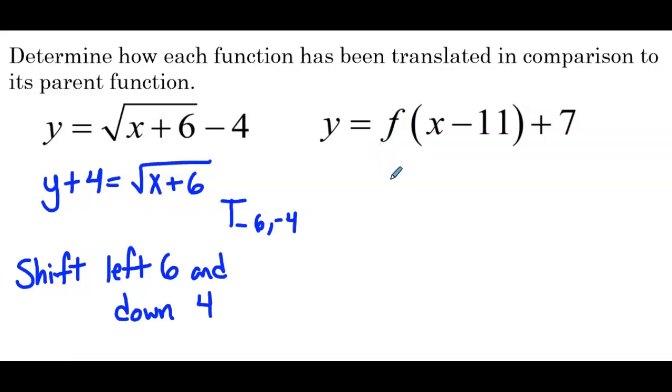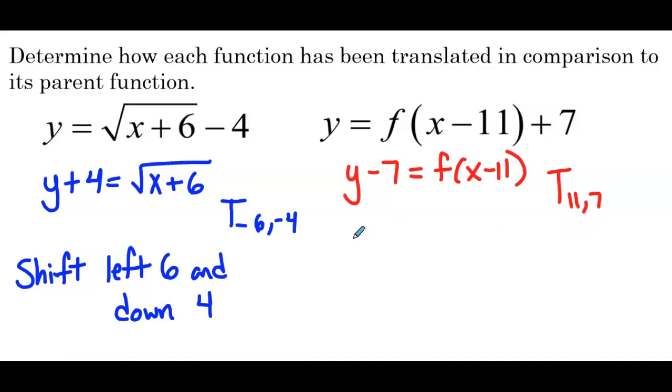Next function, y equals f of x minus 11 plus 7. Our parent function in this case is just y equals f of x, so a general function. First thing we want to do with the plus 7 is subtract it from the other side. So y minus 7 equals f of x minus 11. So our translation: we're subtracting 11 from x in the equation. That means we want to add 11. And then subtracting 7 from each y, we're going to add 7 to the y values.